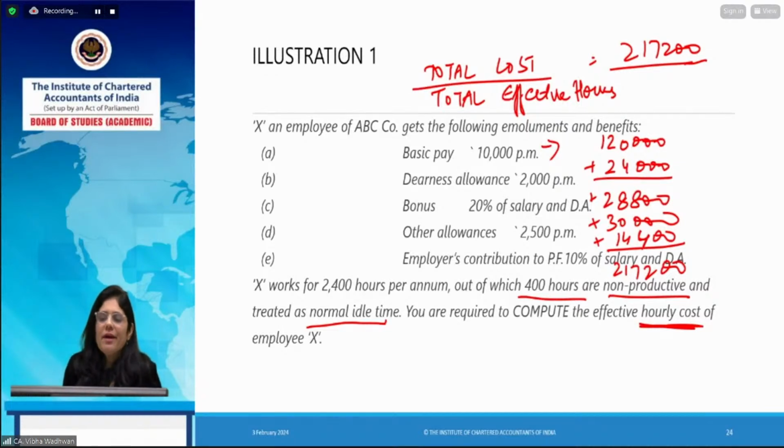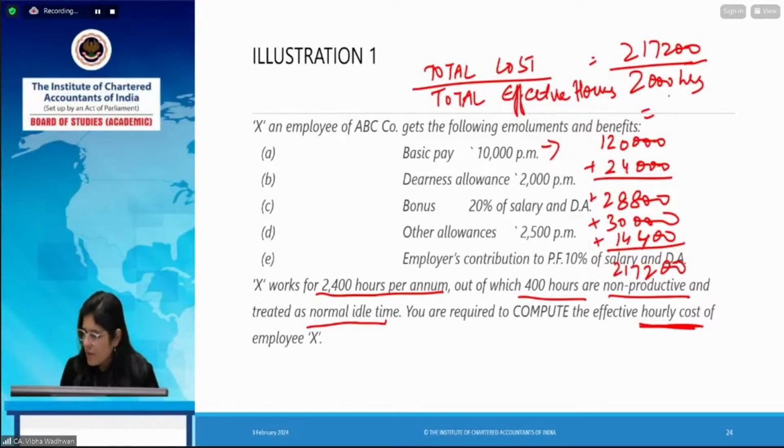Now divide by total effective hours. So total hours are 2,400 per annum. Per annum means per year. Out of which 400 hours are non-productive and treated as normal idle time. All right. So they are non-productive. That means if it is normal idle time, had it been abnormal, then we do not cost it, but this is normal. So 2400 minus 400, effective hours are only 2000 hours.